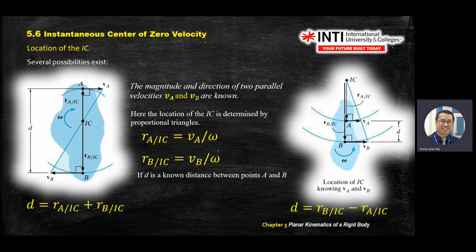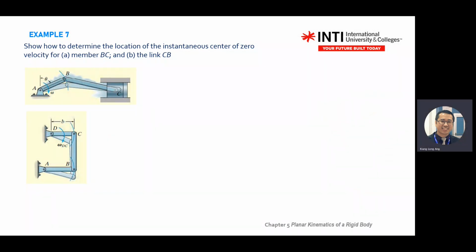Then the total distance is D, if it's on the same body and if it's two edges of the body. Okay. So let's look at this example 7. Example 7 is an illustration to guide you on how to draw the IC location. If you look, we have two cases here. So how do we determine the location of IC for A and B?